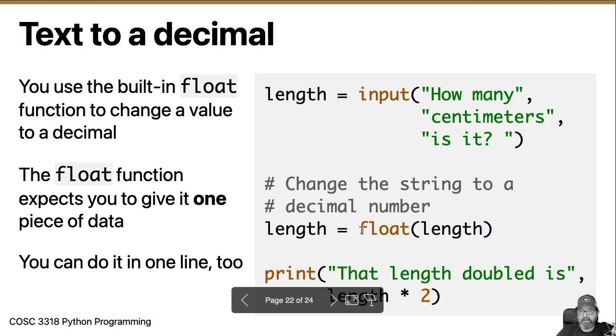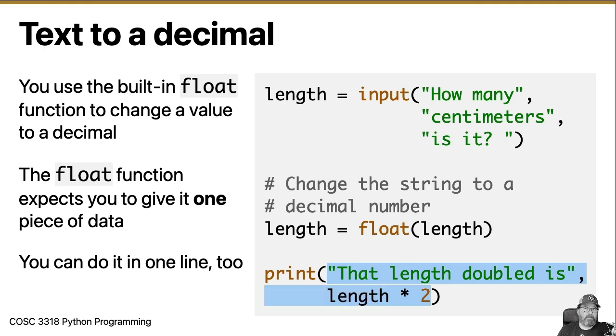So in this case, we're saying, hey, float function, here's a value. Here's a string, 3.17 string. I want you to turn it into a decimal number for me. And it does. And then that gets assigned to the length variable. So float of string 3.17 turns into number 3.17. And then down here, we can finally do math with it. That length doubled is 3.17 times 2, which would be 6.34. Look at that. I did math in my head.